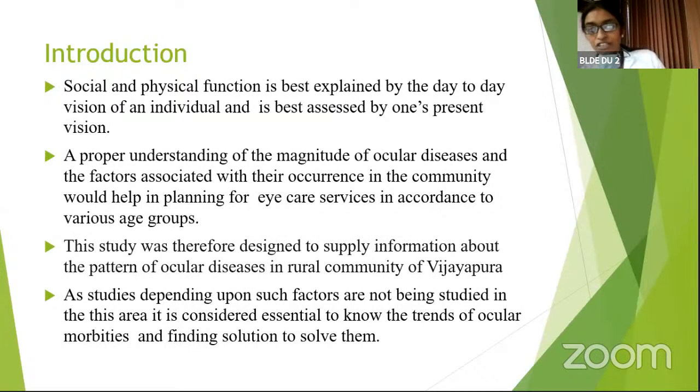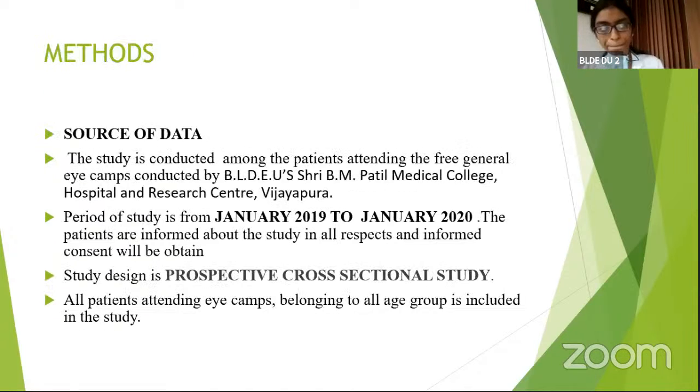Social and physical function is best explained by day-to-day vision of an individual and is best assessed by one's present vision. The proper understanding of the magnitude of ocular diseases and the factors associated with their occurrence in the community would help us in planning the eye care services according to the various age groups. The study was therefore designed to supply information about the pattern of ocular diseases in the rural community of Vijayapura. A study depending upon such factors has not been done in this area, so it is considered essential to know the trends of ocular morbidities and find solutions to solve them.